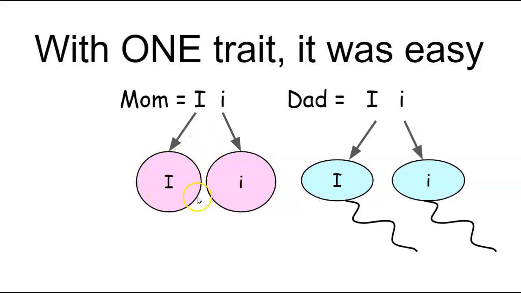Now mom doesn't just have two eggs. She's going to make tons and tons of eggs, but about 50% are going to have a big B, and 50% are going to have a lowercase b. Same thing with dad, right? We just take his two genes that he has. Big B goes here, little b goes here, right? 50% of his sperm are going to have big B, 50% of his sperm are going to have little b.